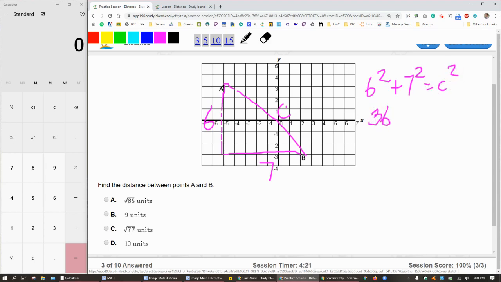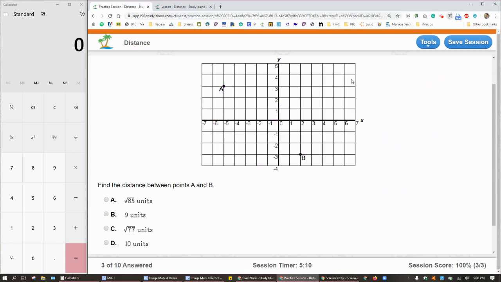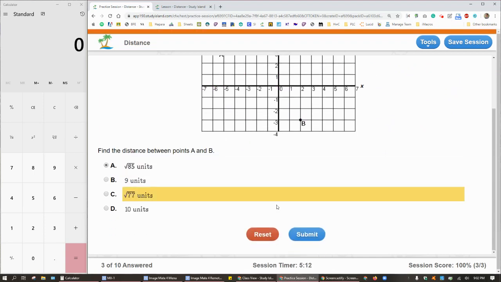6 times 6 is 36. Plus 7 squared is 49 equals C squared. 36 plus 49 is 85. And take the square root of both sides. And you get the square root of 85. Square root of 85 equals C. Now, square root of 85 is right there. It's choice A. So we're moving right along.